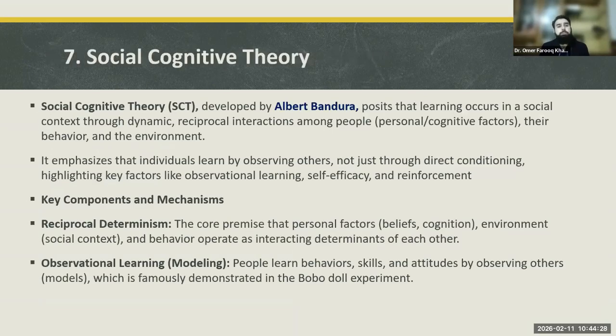Then there is another theory called social cognitive theory. The social cognitive theory, developed by Albert Bandura, posits that learning occurs in a social context through dynamic, reciprocal interactions among people, personal cognitive factors, their behavior, and the environment. It emphasizes that individuals learn by observing others, not just through direct conditioning, highlighting key factors like observational learning, self-efficacy, and reinforcement. So it's basically a social construct of health belief model.